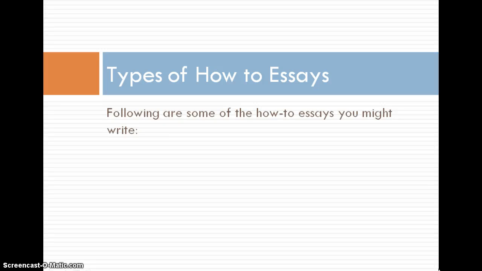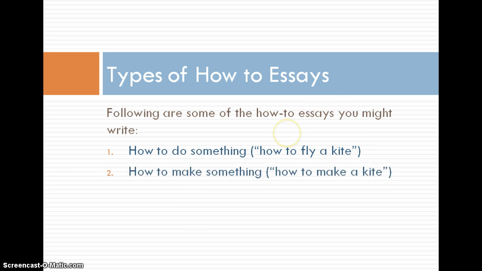Alright, we're going to continue with talking about types of how-to essays. You can see a variety of how-to essays out there. The following are some that you might encounter, such as how to do something, like how to fly a kite, or how to ride a bike would be an example of that as well. How to make something, like how to make a kite, or how to make a cake, or make a peanut butter and jelly sandwich, as we'll talk about shortly.